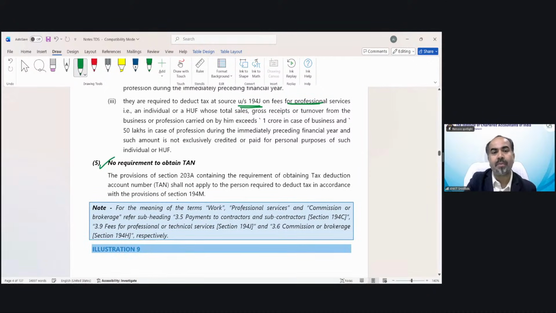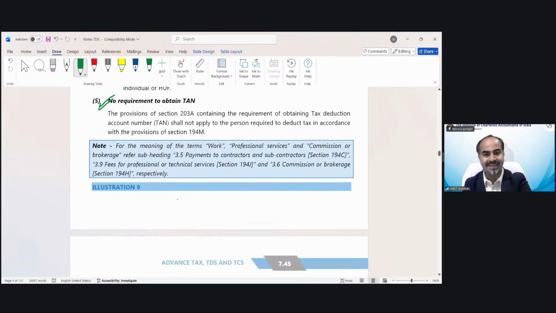No requirement to obtain Form 10. Just as in section 194IB, there was no requirement to obtain it here. Why? Because again, section 194M includes those individual HUFs whose turnover is less than the specified limit. So they are technically small businessmen, or maybe they are not businessmen at all. So it is difficult for them to comply with the TDS return filing provisions, etc. So the only requirement is to deduct the TDS and deposit it to the government. There is no requirement of return filing in this case.